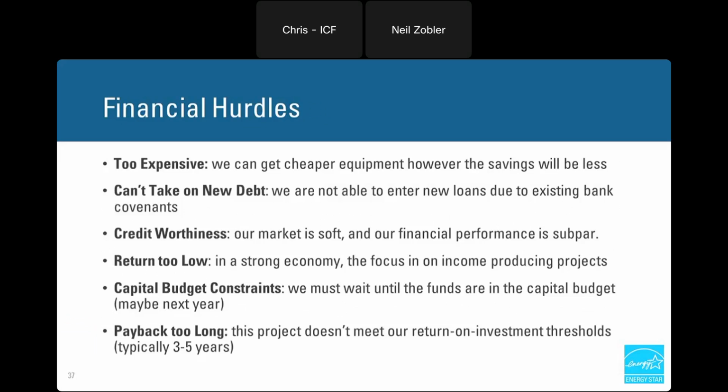The financial hurdles. Well, it's too expensive. We can get cheaper equipment, however, the savings will be less. Can't take on new debt. That's a big problem. Credit worthiness, another big problem. Return is too low. The strong economy, I want to make income. I don't care so much about savings, expenses. Capital budget constraints. I got to wait until the funds are available in a future year, or the payback is too long. That, in summary, is kind of a thumbnail sketch of the hurdles under the financial label.